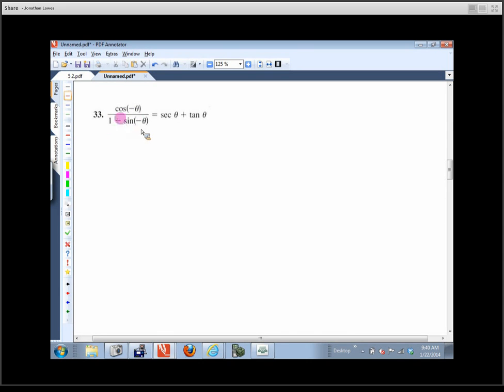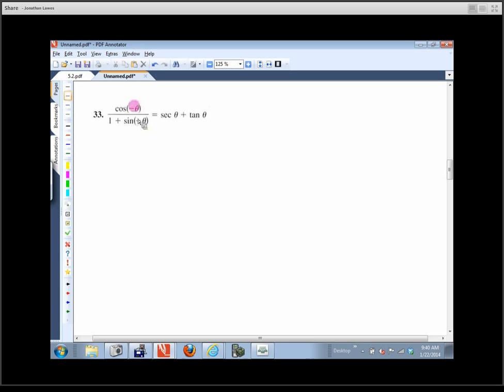It wasn't, or it was? It was. Okay, so what identity do you need to use first? I did it on the right side. You did this side right here? Okay. How come you chose that side? It just looked easier.